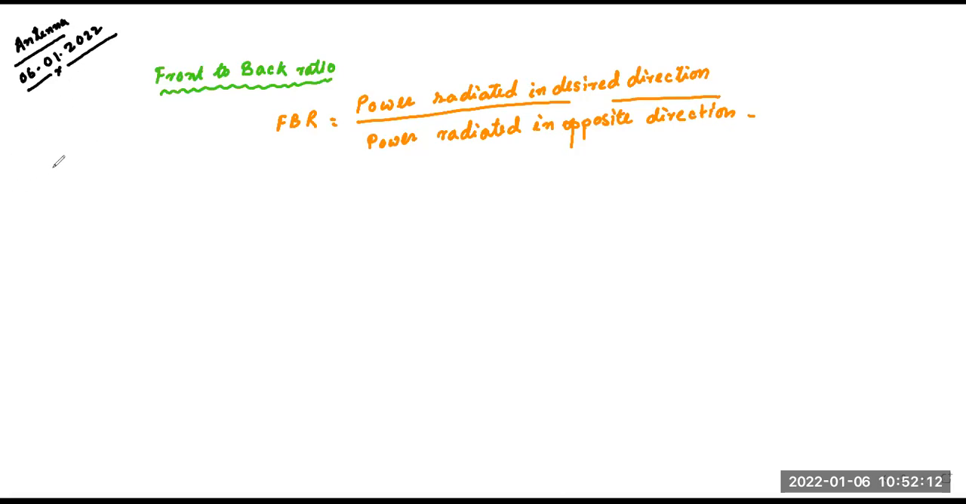Now we have told there are some antenna theorems. So there are different types of antenna theorems and we will discuss about this.